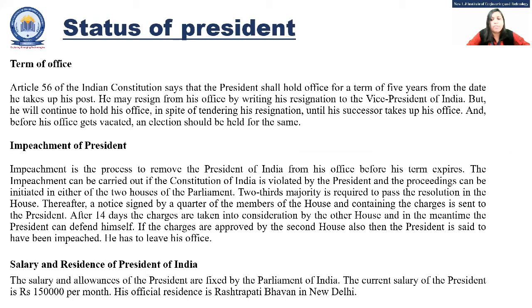So, what is the term of office? In India, the tenure of 5 years is assigned for the president. In between, he can resign also, but normally, from the day he takes up his post, 5 years will be there for his tenure.